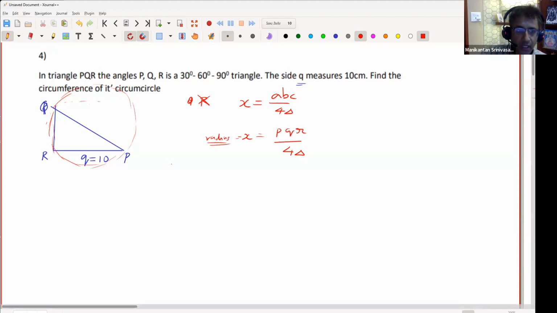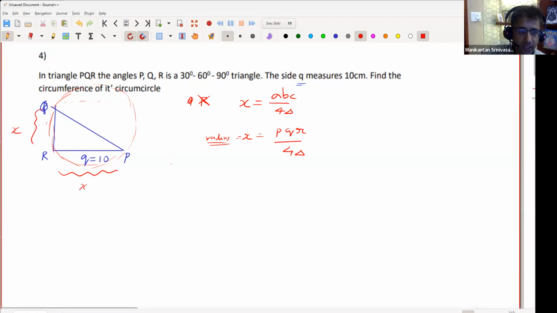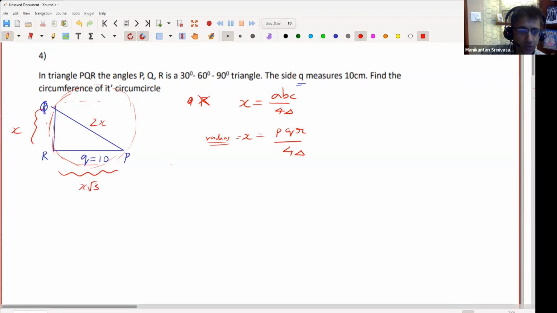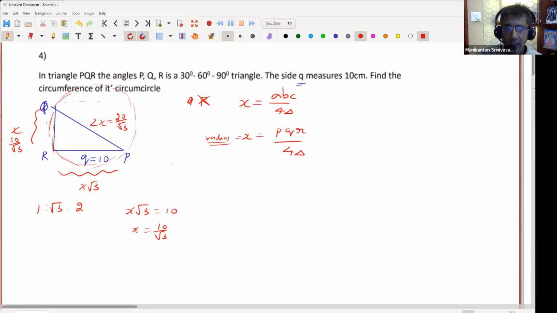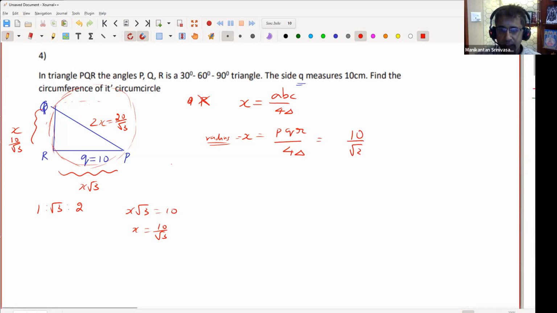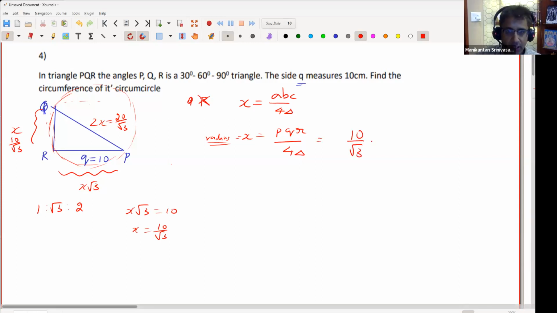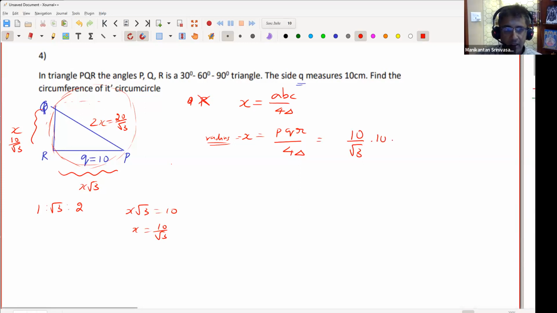Okay, so this is 10. Now we know that the ratio of the three sides is x : x√3 : 2x, that is 1 : root 3 : 2. The one opposite to 30 is one part, right? So now we know that x root 3 is 10, which means x is 10 upon root 3. So this is 10 upon root 3, and this is 20 upon root 3. Now we know the three side lengths, small p, small q, and small r. Let me substitute. Small p is 10 by root 3, small q is 10, and small r is 20 by root 3.